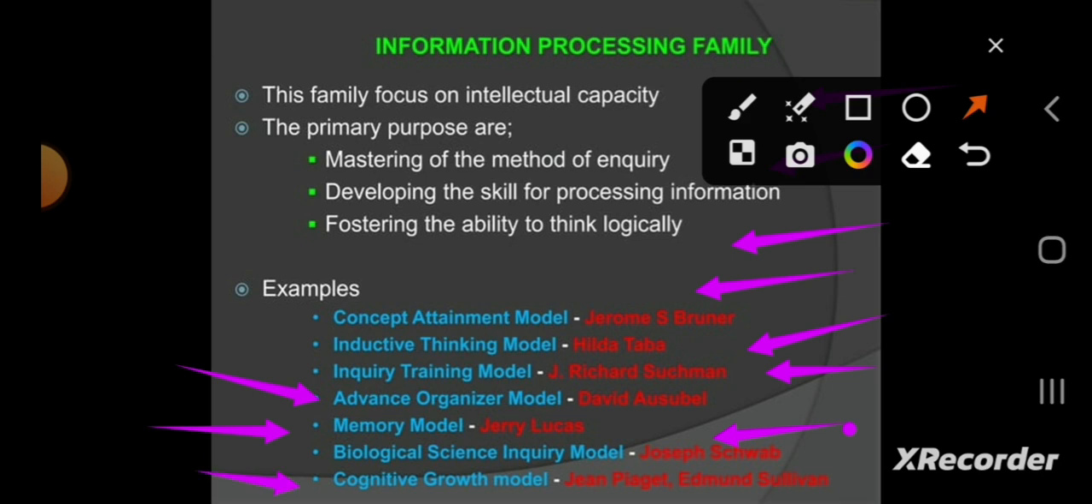Next, cognitive growth model, Jean Piaget, concentrates on facilitating the development of cognitive structures and processes. It often includes strategies to enhance intellectual abilities and support cognitive development through structured learning activities.